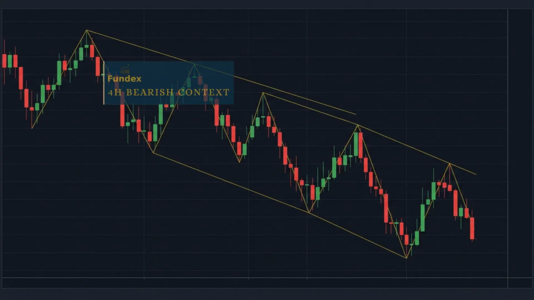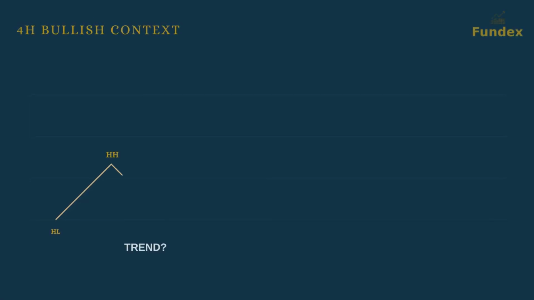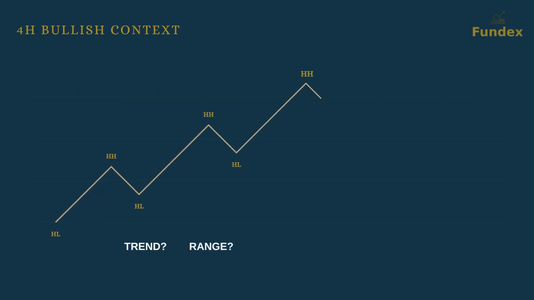Before I think about an entry, I start with the 4-hour chart. My first question is not where can I buy, and it is not where can I sell. My first question is, what is the market showing me? Is the market trending higher? Is it trending lower? Is it moving inside a range? Where are the important swing highs? Where are the important swing lows? Where is liquidity likely resting? And where is price currently positioned within the broader structure?